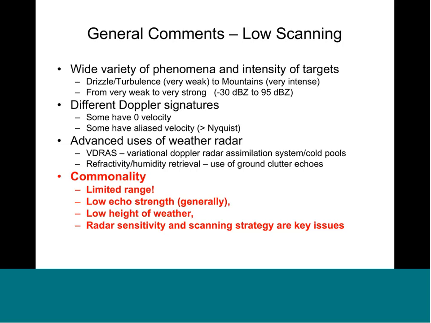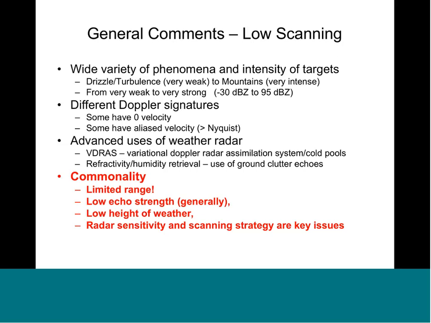Some of the advanced uses is something called a variational Doppler radar assimilation system. What this does is it takes the Doppler radar data, assimilates it into a numerical weather prediction model, and then it's able to retrieve temperature, humidity, things like that. And from that, you can derive something like cold pools. So you do want to do low-level scanning to be able to capture those cold pools as best as you can, but you need sophisticated processing systems.